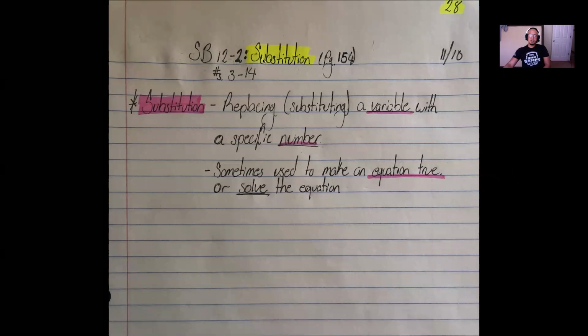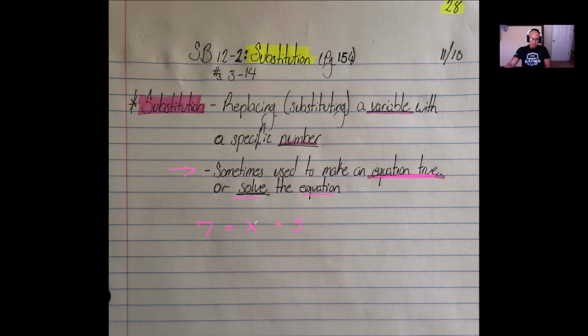Another way that we use substitution is that we can use it to make an equation true. That is called solving the equation. For example, if I have something like 7 is equal to x plus 5, some kind of variable x plus 5. Now, an equation, remember, doesn't just mean the answer. An equation can be separated into 2 parts. We have the left side and the right side. You can think of it as this side has to be the same as this side. Otherwise, it's not an equation.